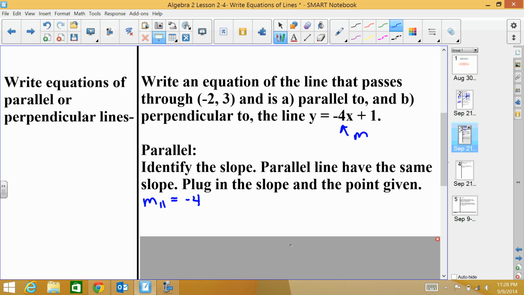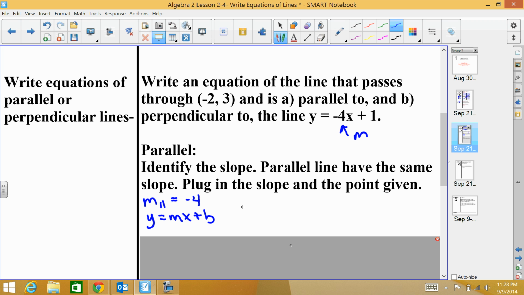Then it has to go through the point -2, 3. Now, from here, there's two ways that you can do this. I'm going to show you the preferred way that I like to do it because I feel like it's faster. And then I'm going to show you another way so you can choose which way you like better. So the way I like to do it is to use y equals mx plus b because that's really easy to remember and most of you guys already know that.